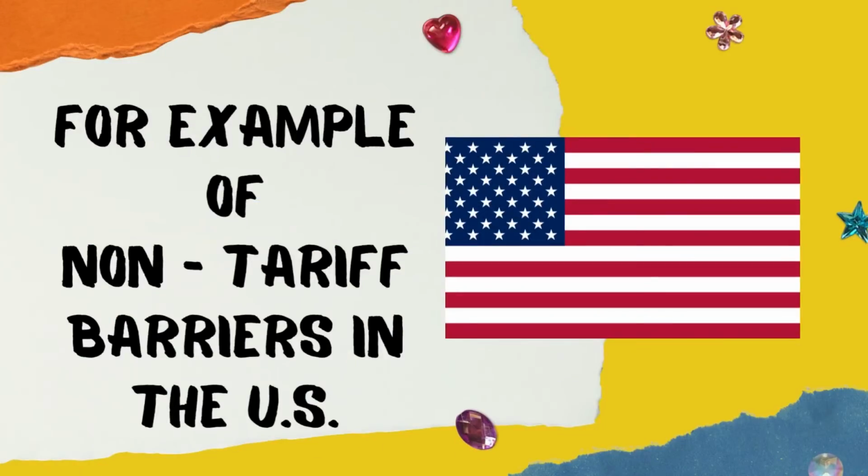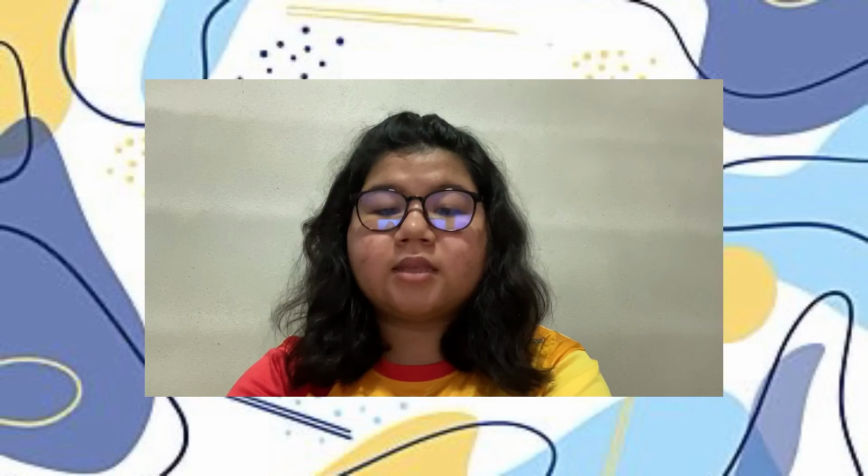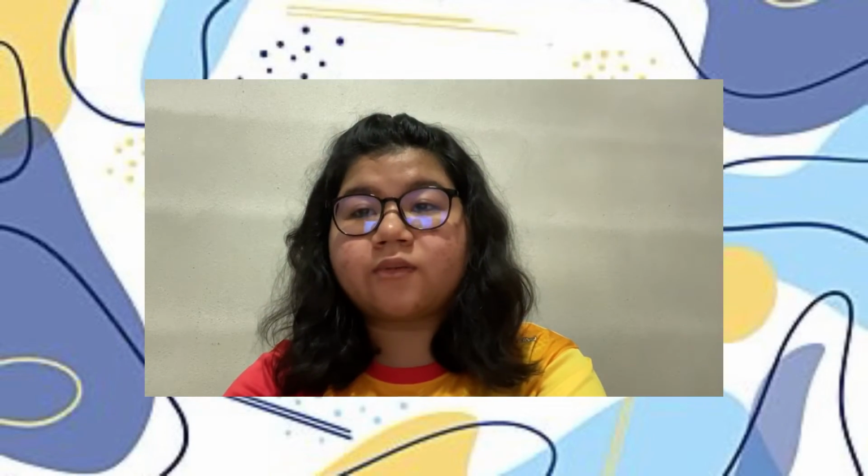Example of a non-tariff barrier in the US. The United States has determined that exported textile and leisure products sold within the United States market must be labeled to show the name of the country of origin of the textile. And next we will talk about the topic of quota.